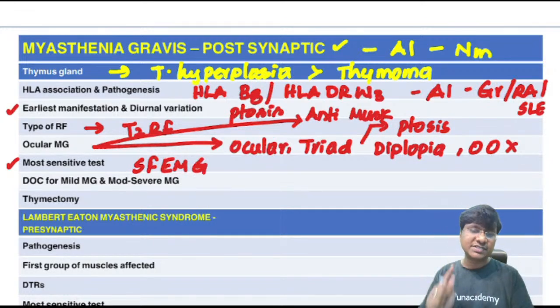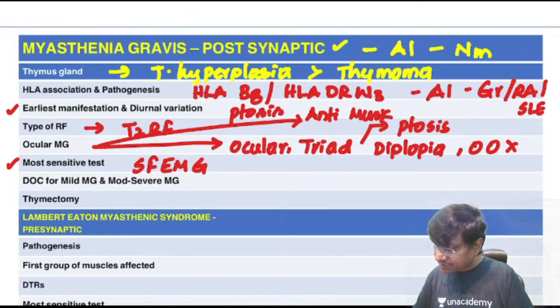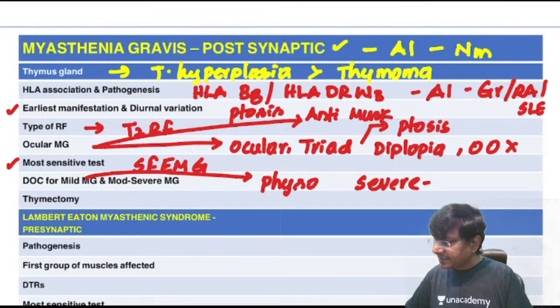That will be the most sensitive test, and the sensitivity is almost 99%. Whereas the antibodies are present only in 80% of patients, so the sensitivity is only 80%. Now, what is the drug of choice in patients with mild myasthenia gravis? It will be physostigmine or pyridostigmine. But in case of severe myasthenia gravis, the drug of choice will be steroids. You need to give prednisolone.